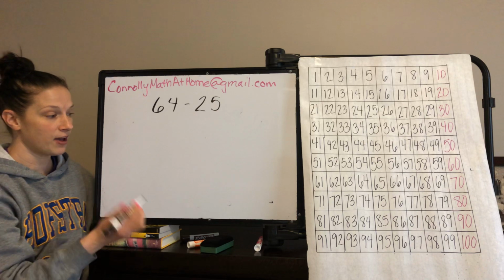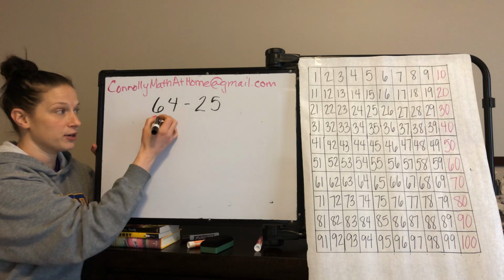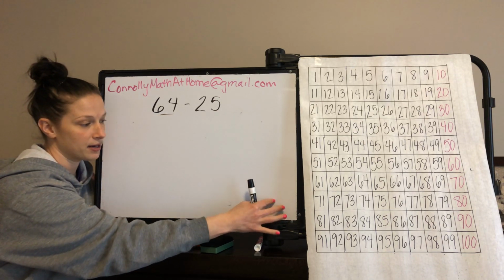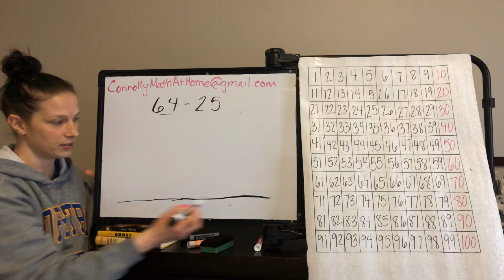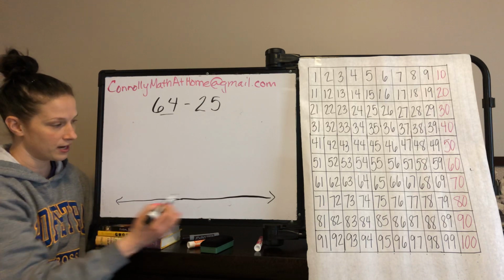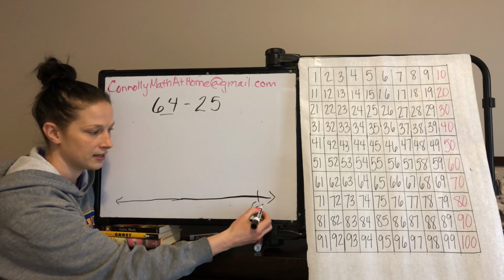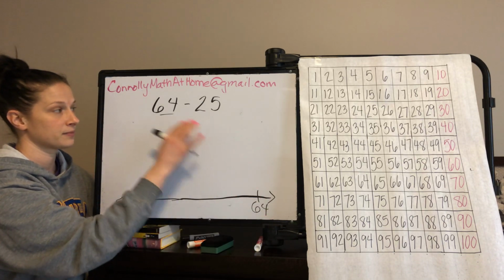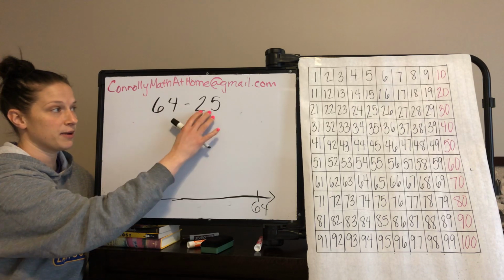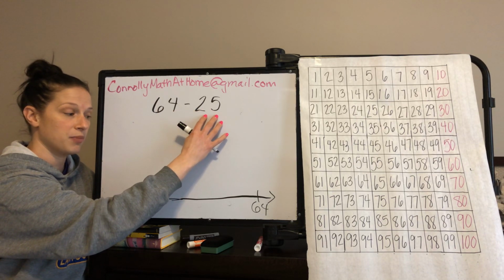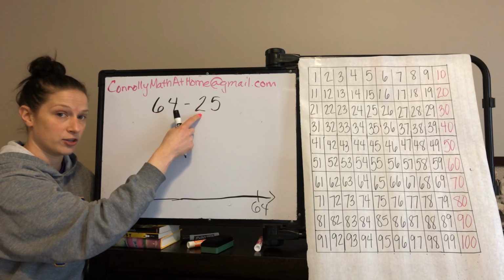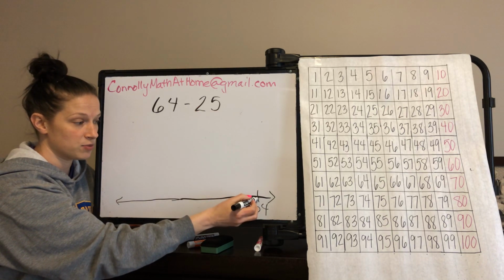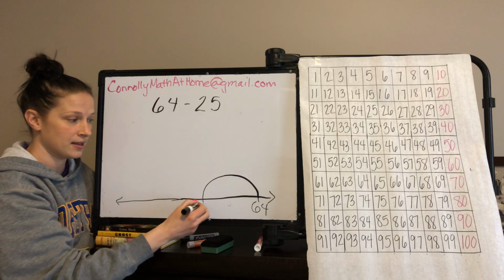So if I wanted to keep one number whole, which is 64, I'm going to model on the number line too. You start to see the number line come in and be really important in the upcoming grades, so let's make sure we see it. I'm going to start with 64. What I want to do is think about subtracting 25 in parts. So I'm going to think about subtracting 20 first. Okay, so I'm subtracting the groups of 10 minus 20.